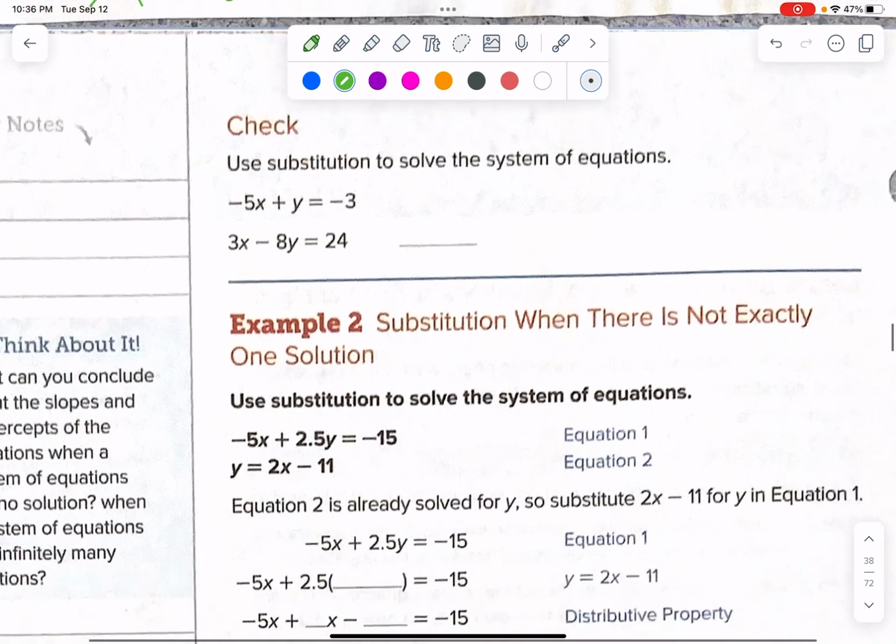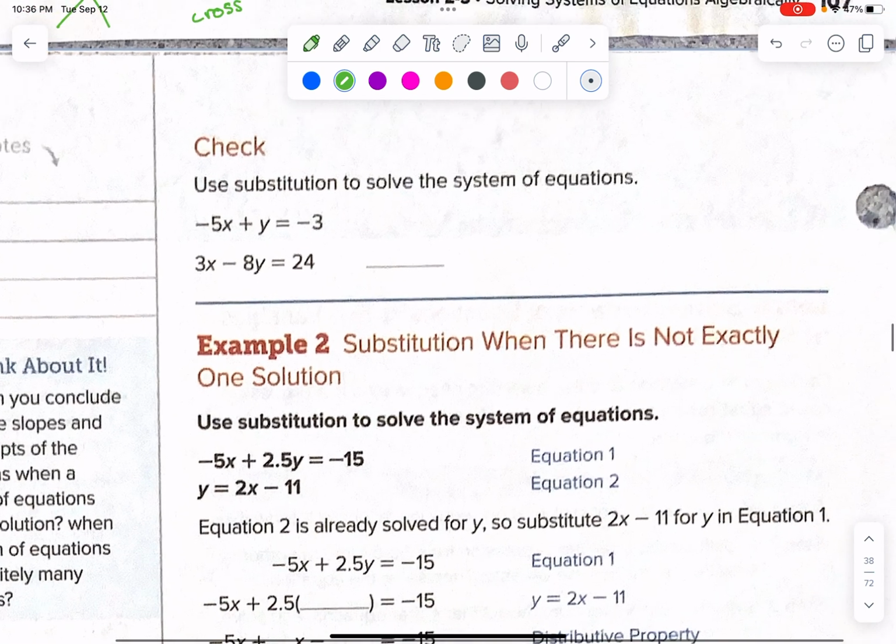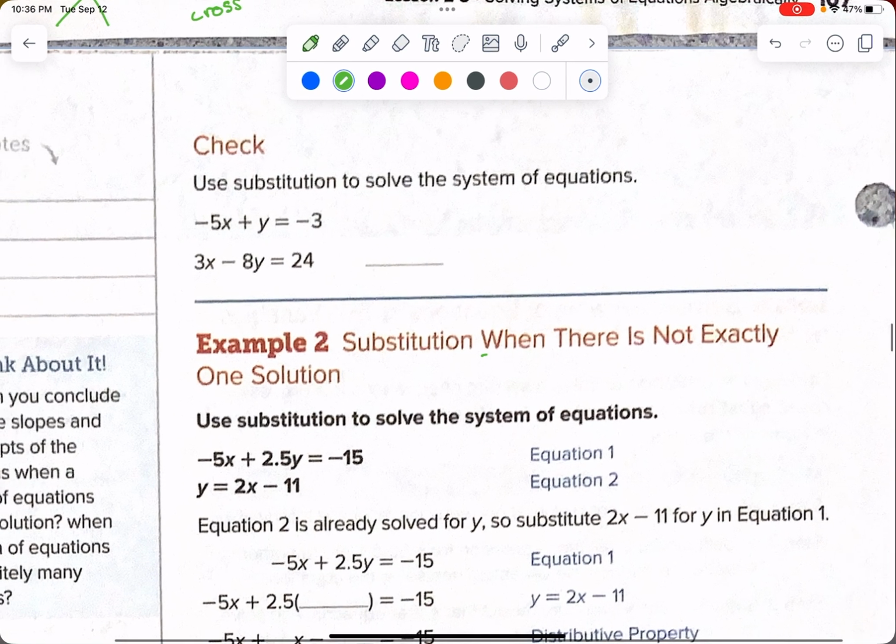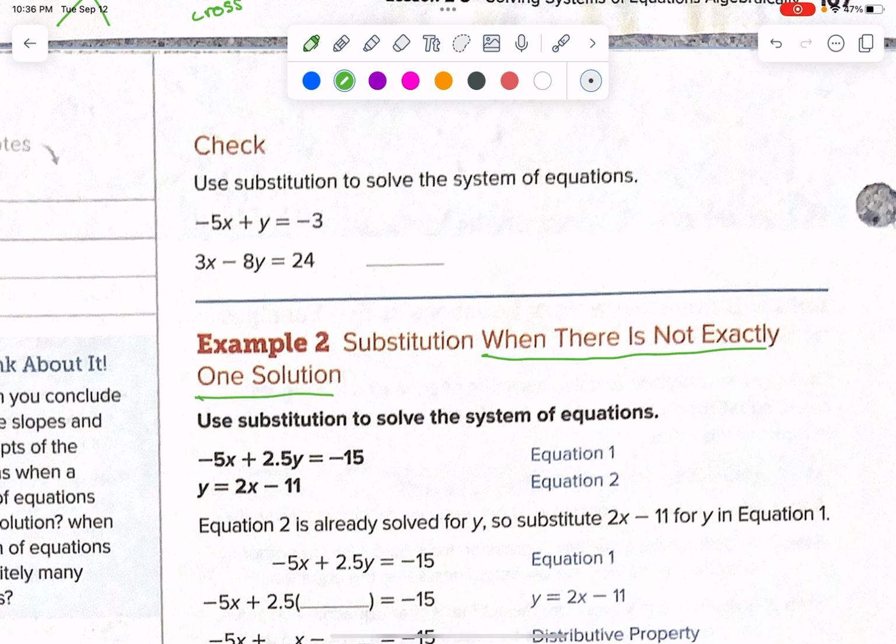Go to example 2, and they're giving us a little hint here: when there is not exactly one solution. So here we're going to end up with one of two scenarios, where we have either lines that are parallel or two lines that are living on top of each other, okay? So we'll see that here in this example.